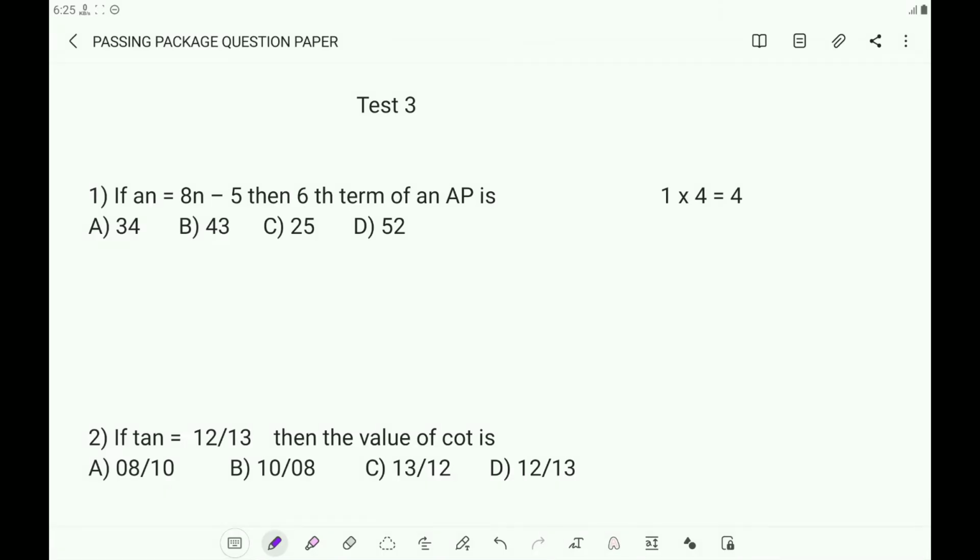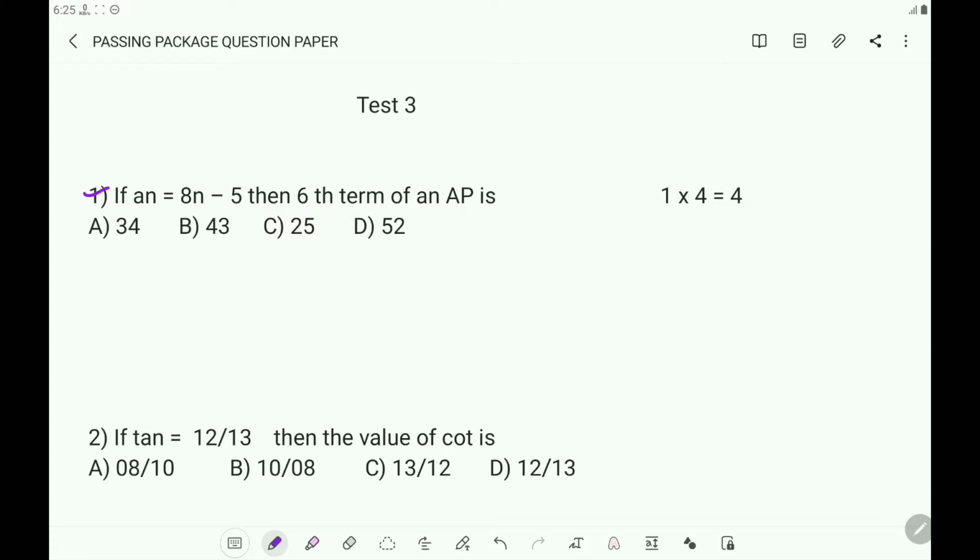Children, let us take the passing package question paper, third. Now you take the first question. If an equals a10 minus 5, then the sixth term of an AP is?